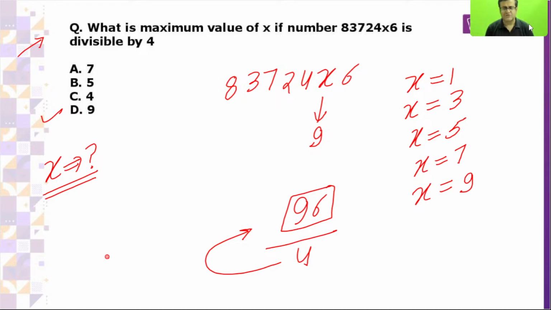5 is also possible, 56. If I take 5 in place of x, the value will be 56. It is divisible by 4. 36 also, 16 also, 76 also, 96 also. But we are looking for the maximum value of x such that the number is divisible by 4. Okay, is the point clear, guys?